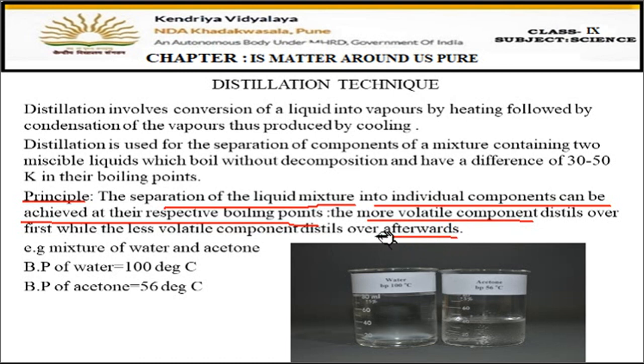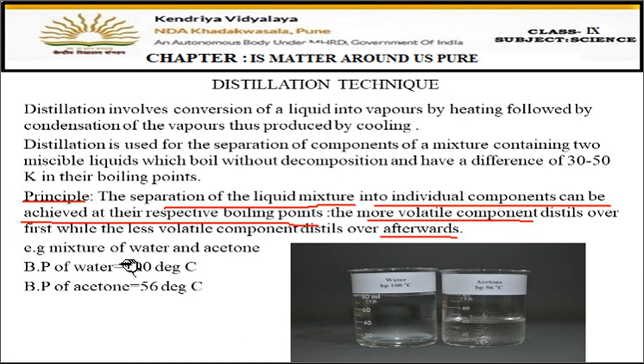So the more volatile liquid, the one which has a low boiling point, will start converting into vapors first, and so it can be collected first, right? And the liquid which has a high boiling point will convert into vapors later, and then it can be collected.